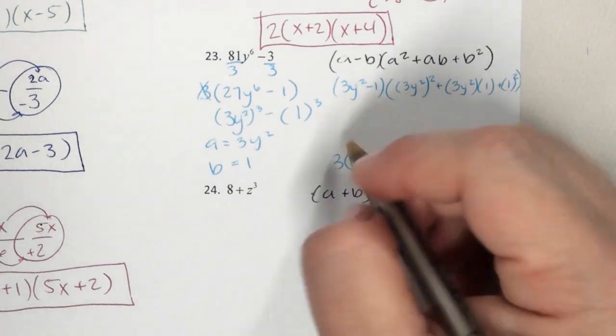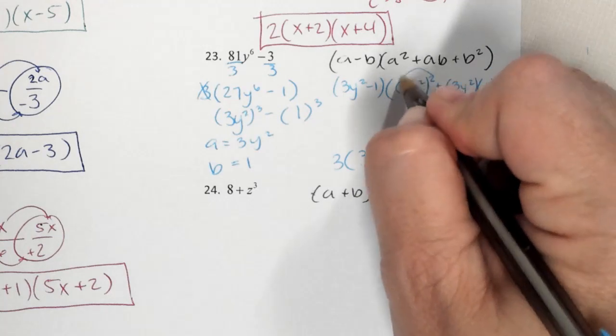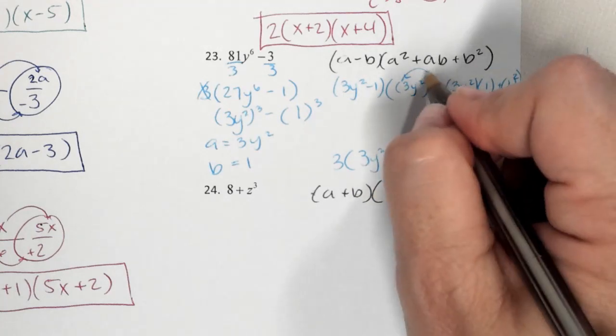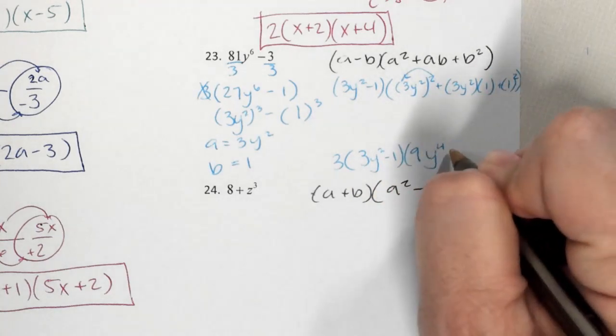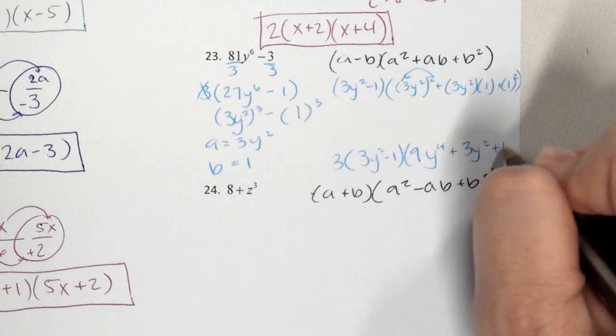Now we're going to simplify. I'm going to go ahead and bring it all the way down. 3y squared minus 1. 3 squared is 9. 2 times 2 is 4. Plus 3y squared times 1 is 3y squared. 1 squared is 1.